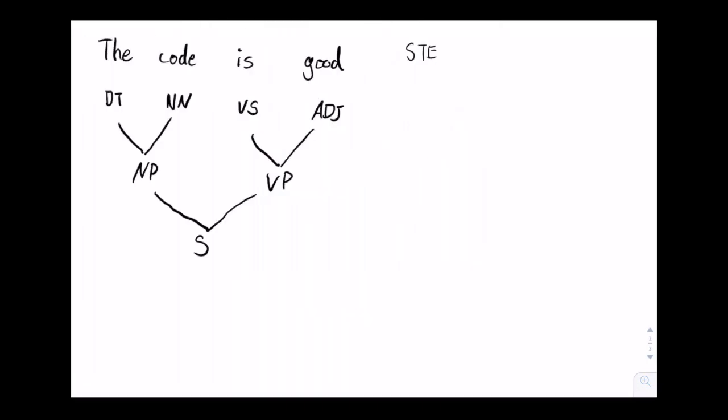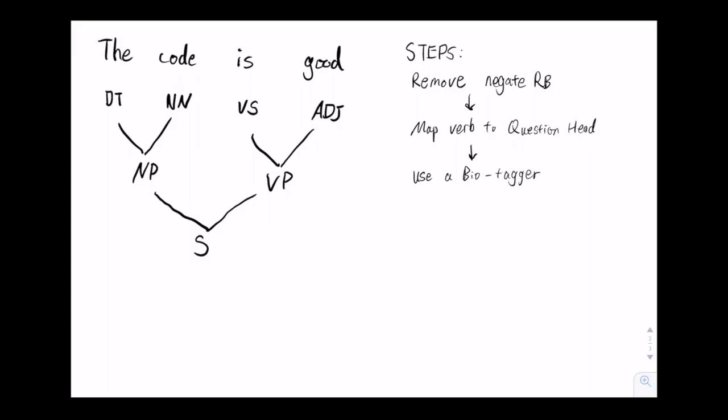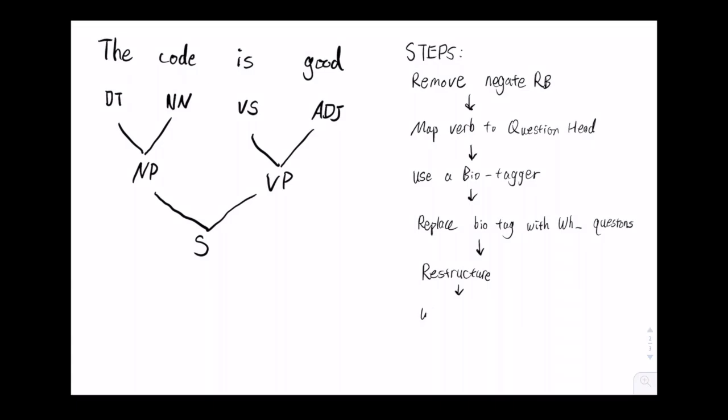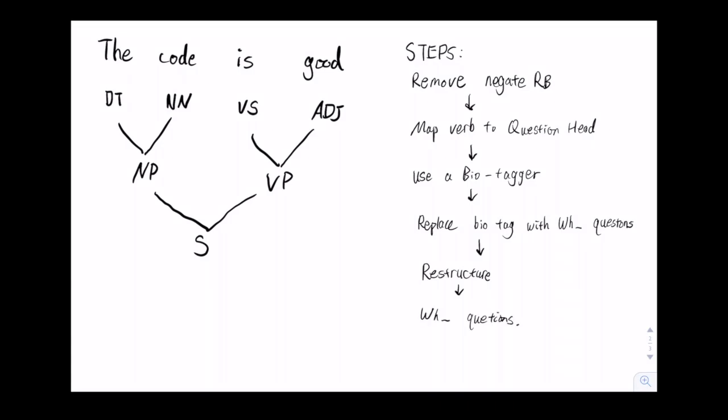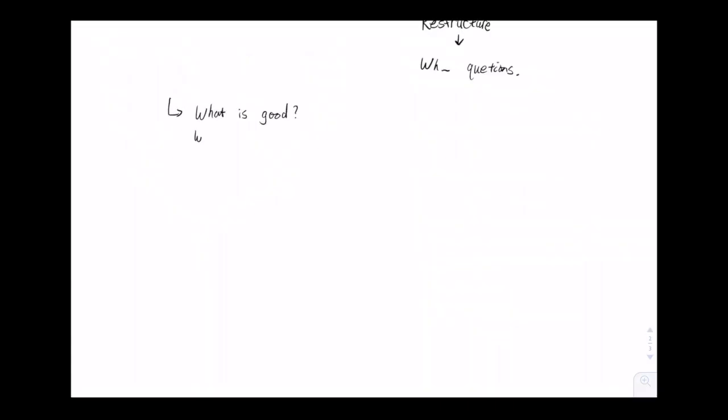For more complicated questions like all the WH questions, like what, where, who, we'll generate them with the following steps. Remove all the unnecessary negations in the sentence, and map the verb to the question head. Use a bio tagger such as named entity recognition to find the question head and the subject, and replace the tag with the WH question heads like what, where. Then we will restructure the sentence and post-process it so it's fluid and smooth. Consider the previous example, the code is good. These steps will generate questions such as what is good and what is code.